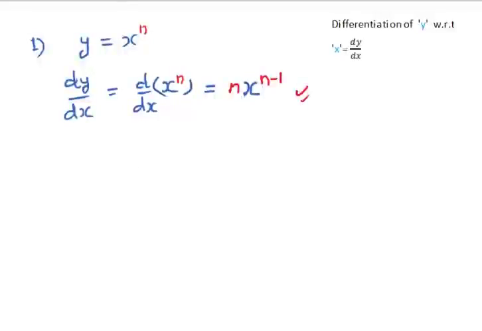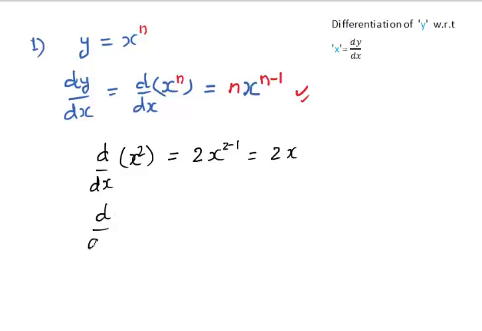If we want to find dy by dx of a function y given by x square, that we have already evaluated, the answer will come directly from this formula. Here you can identify n equal to 2 and you will have 2x to the power 2 minus 1, which will come out to be 2x to the power of 1, or 2x.